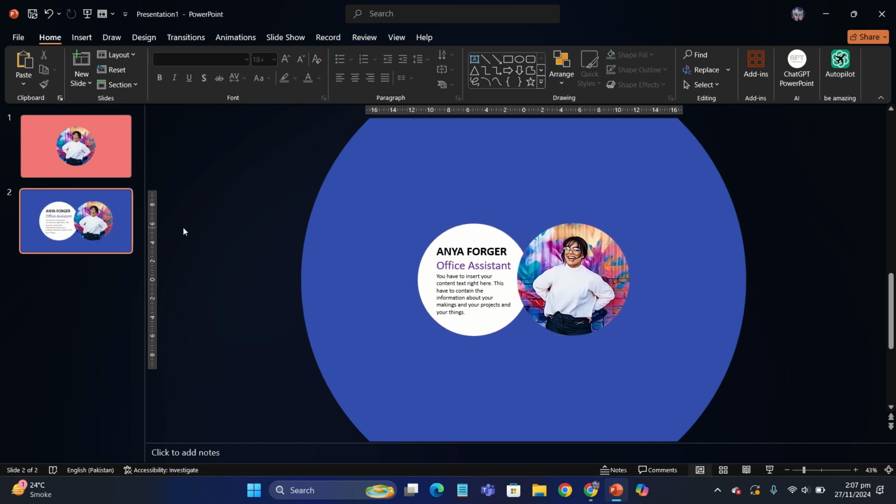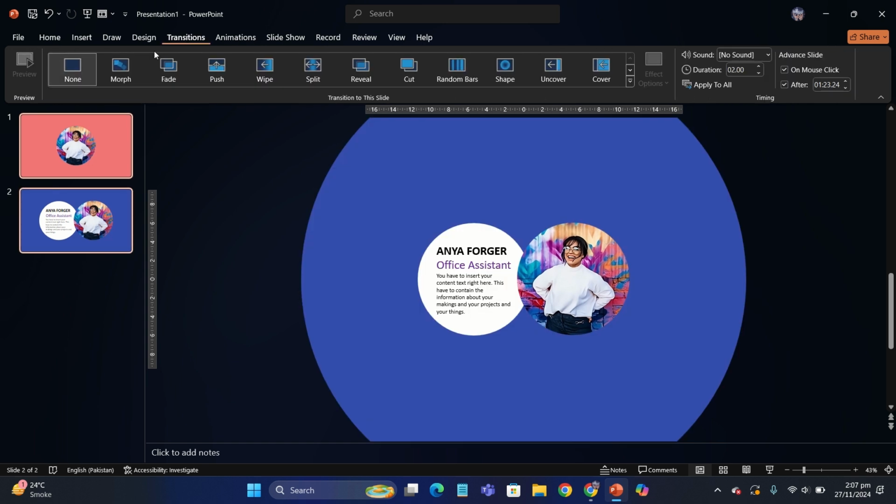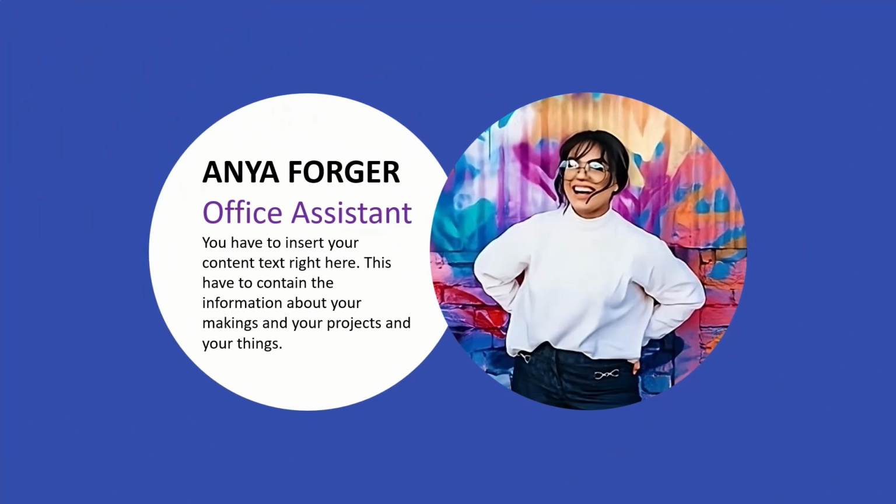You can first group them and then ungroup them and select both of them and click on transitions and click on morph transition and give them morph transition. So this is the final result.